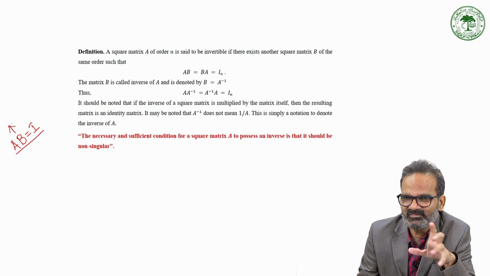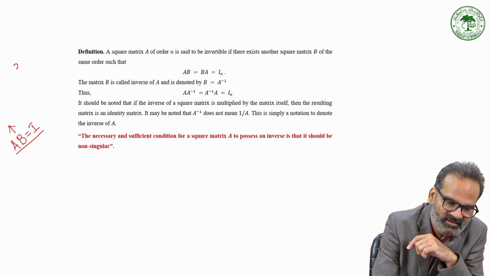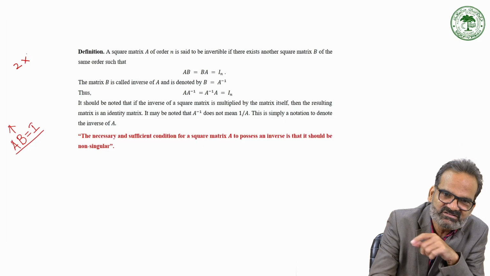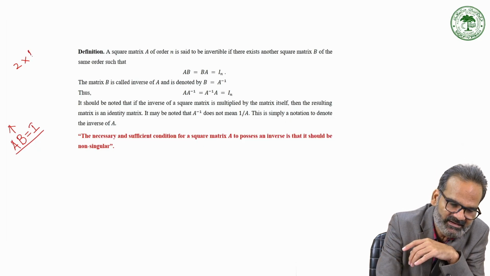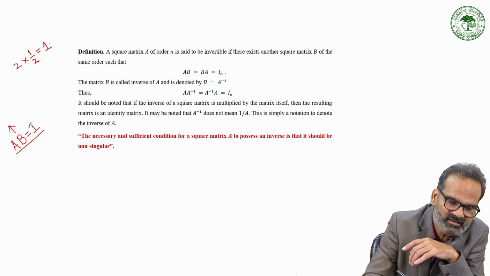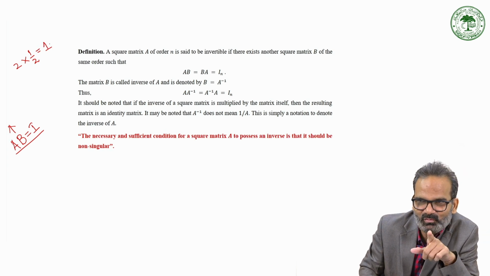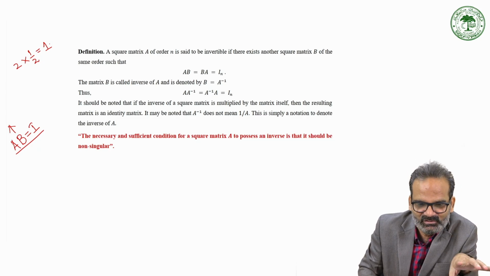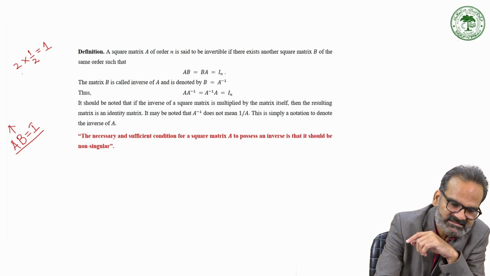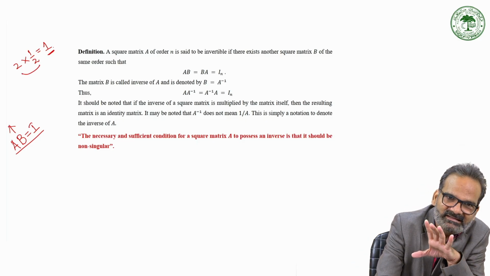So the concept of the inverse is what? 2 is a number. If we multiply 2 by 1 upon 2, the product comes out to be 1, right? So 1 upon 2 is called the inverse of 2. Then 2 is also the inverse of 1 upon 2, right? So the product of a number and its inverse is always equal to 1. Clear? In case of numbers.